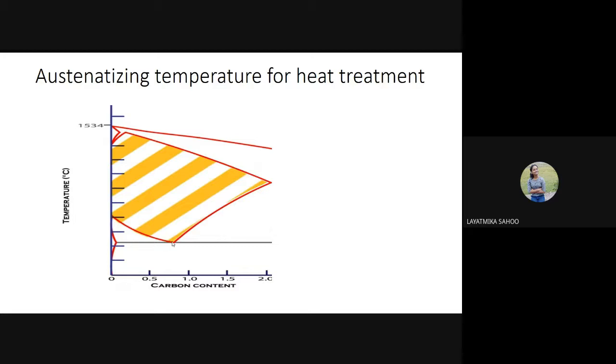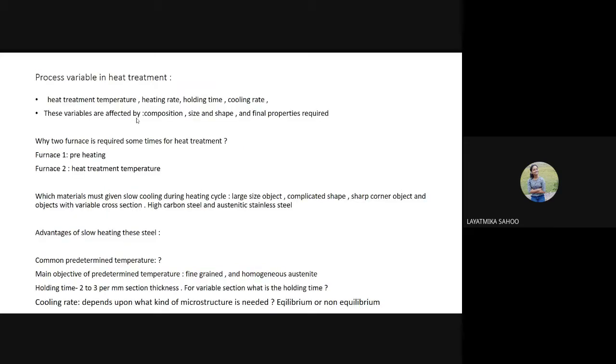Always for hypoeutectoid steel, we have to go above AE3, the upper critical temperature. Fine, do you understand this one? Size and shape, I will tell you later. Now the question is final properties.